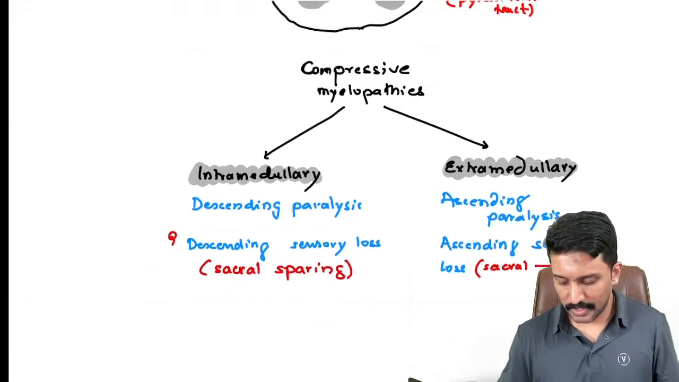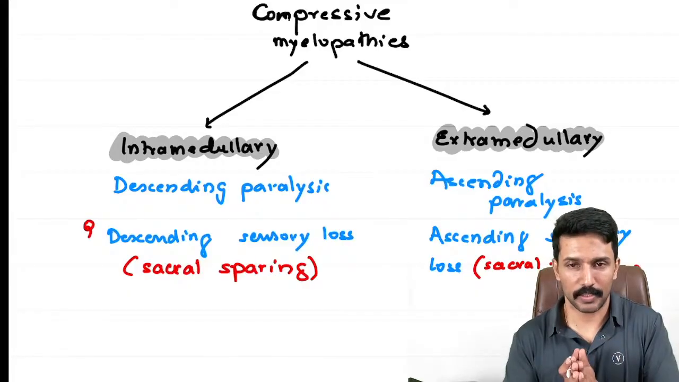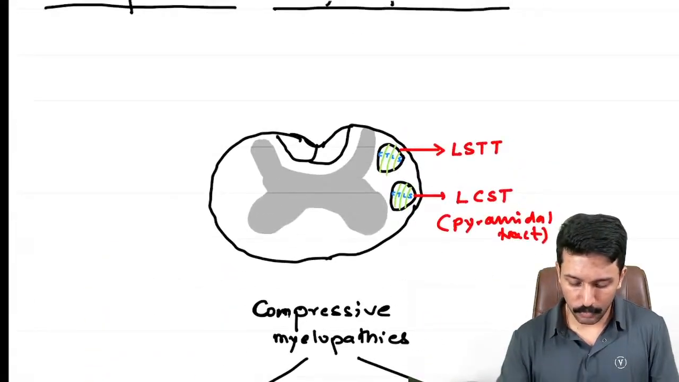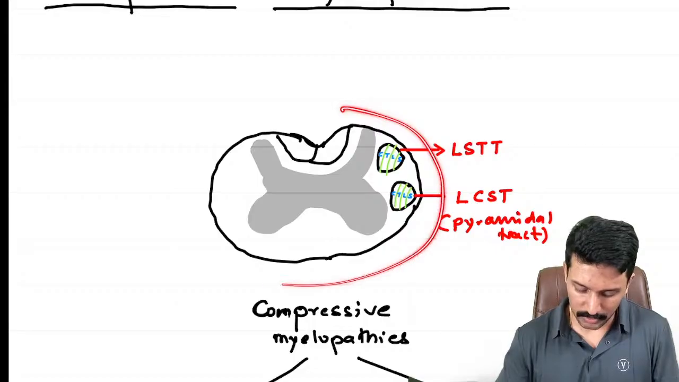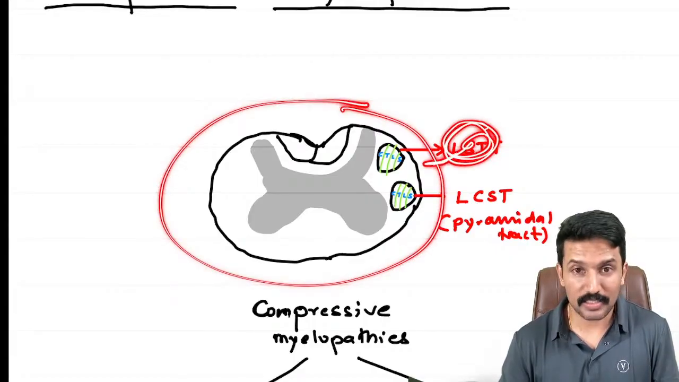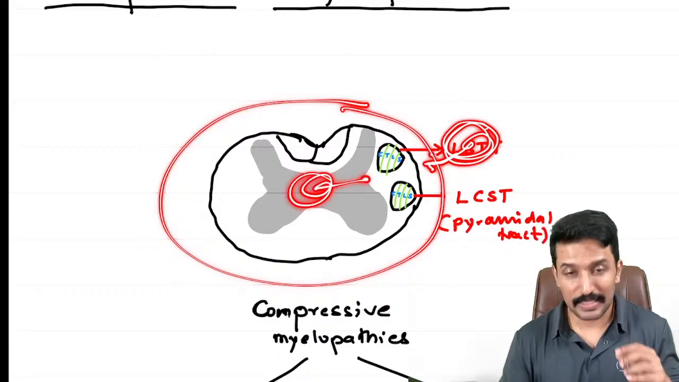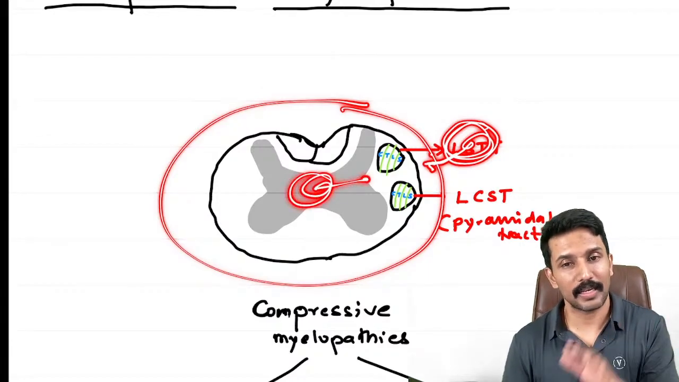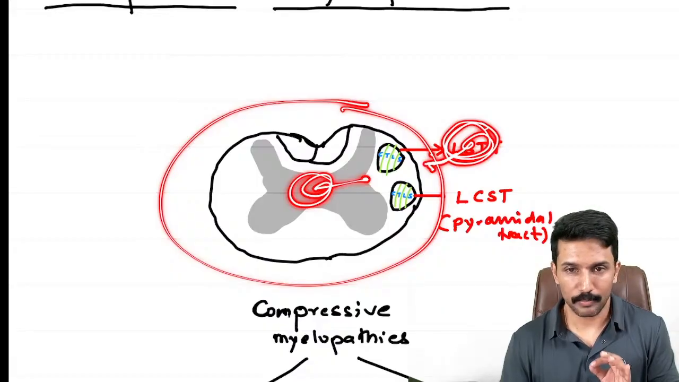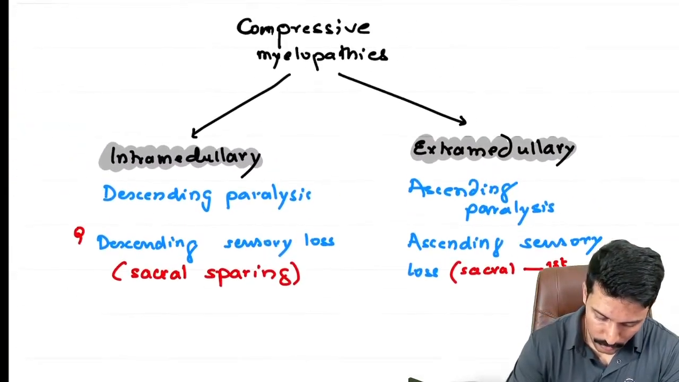Another important point that we had discussed in the classes is CSF abnormalities. Because we draw the CSF from the subarachnoid space, which is situated here, a tumor coming from outside is more likely to disturb this space than a tumor coming from inside. So that is why CSF abnormalities are more common in extramedullary spinal cord compression.